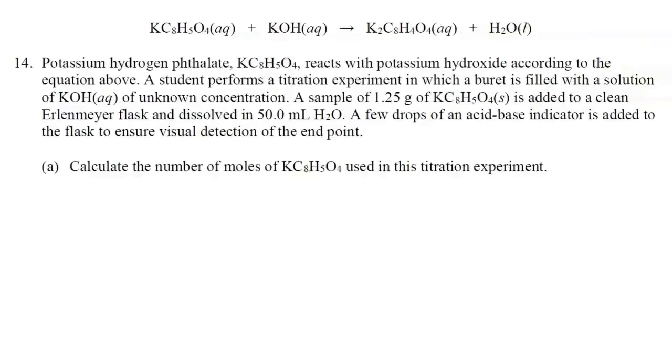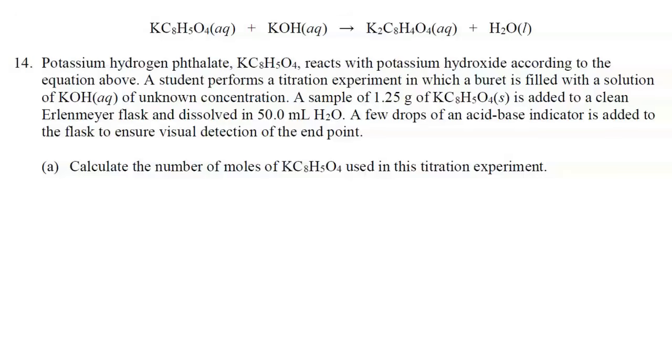Question 14. Potassium hydrogen phthalate, KC8H5O4, reacts with potassium hydroxide according to the equation above. A student performs a titration experiment in which a buret is filled with a solution of potassium hydroxide of unknown concentration. A sample of 1.25 grams of solid potassium hydrogen phthalate is added to a clean Erlenmeyer flask and dissolved in 50.0 milliliters of water. A few drops of an acid-base indicator is added to the flask to ensure visual detection of the endpoint.